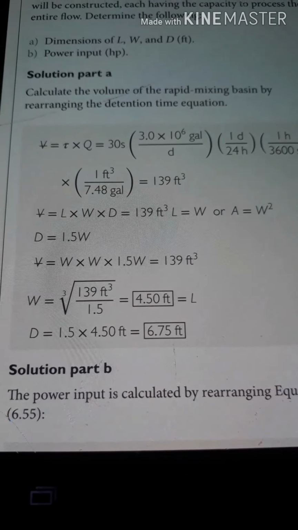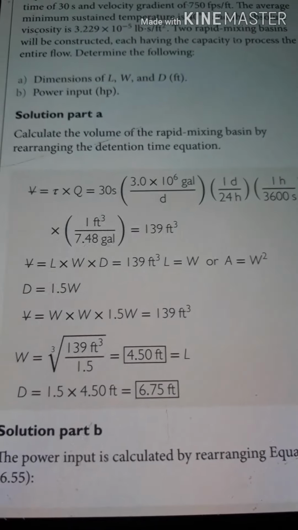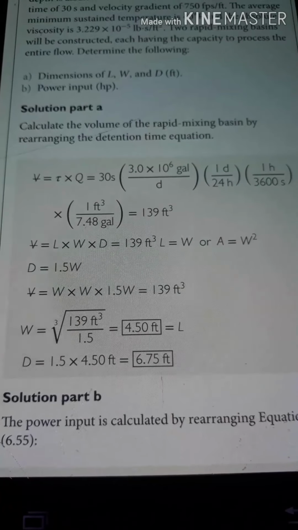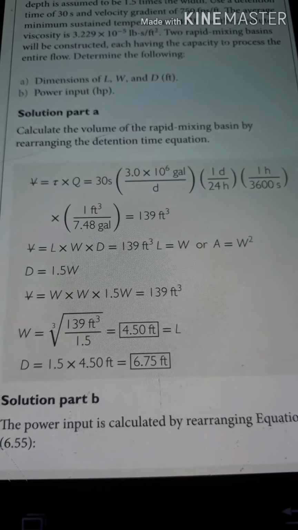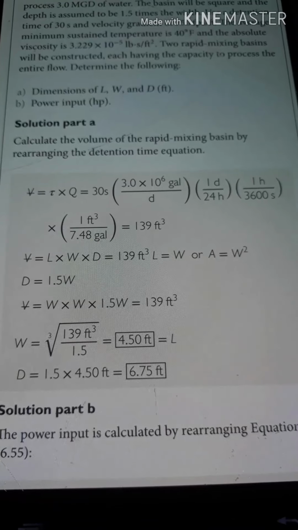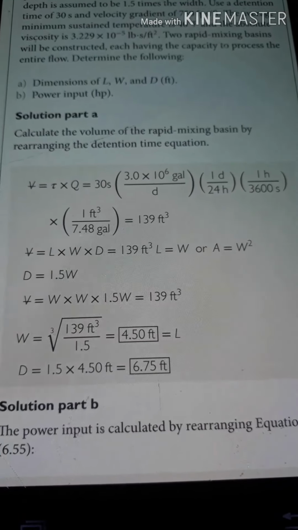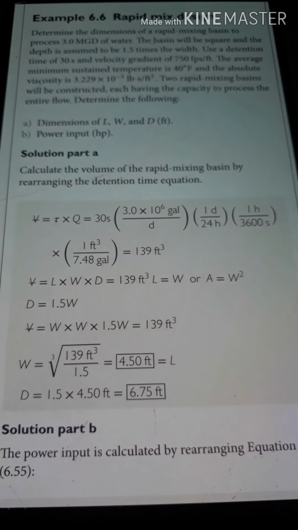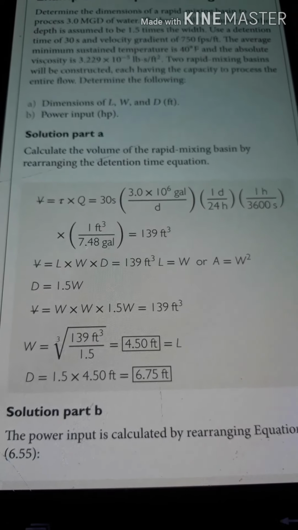Since the width and length are the same, we can check the width and length. Now, what is left is the depth. The depth, as indicated, is 1.5 times the width, so that is the depth of our design.